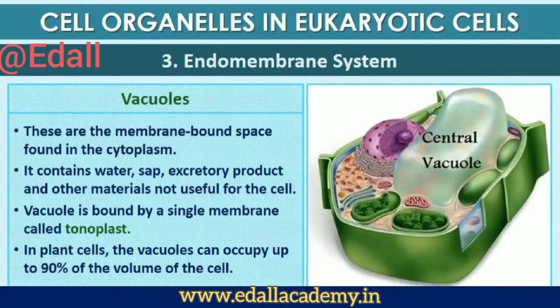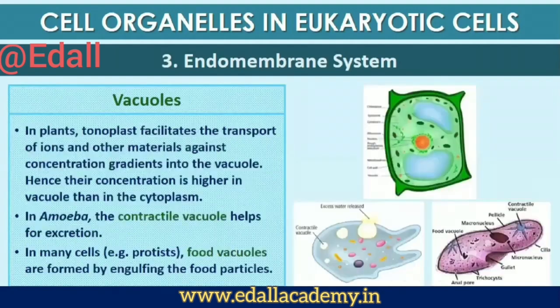8.5.3.4 Vacuoles. The vacuole is the membrane-bound space found in the cytoplasm. It contains water, sap, excretory products and other materials not useful for the cell. The vacuole is bound by a single membrane called tonoplast. In plant cells, the vacuoles can occupy up to 90% of the volume of the cell. In plants, the tonoplast facilitates the transport of a number of ions and other materials against concentration gradients into the vacuole, hence their concentration is significantly higher in the vacuole than in the cytoplasm.